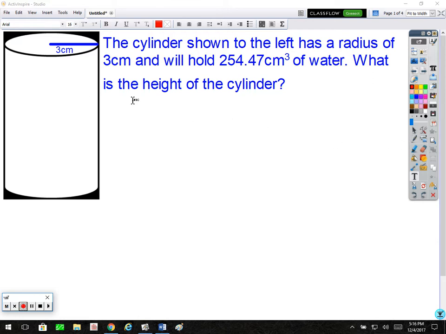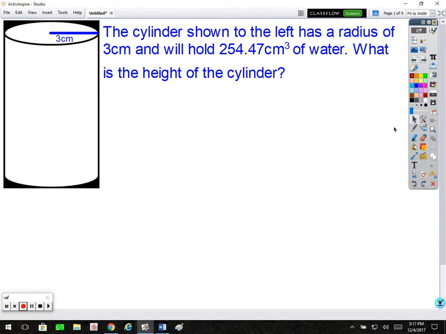This cylinder, if we look at our cylinder here, we know we have a radius of 3 and we know the volume. Well, first off, before I start anything, I want to come over here and make sure I have my formula. So remember, the formula for the volume of a cylinder is volume equals pi times the radius squared times the height.